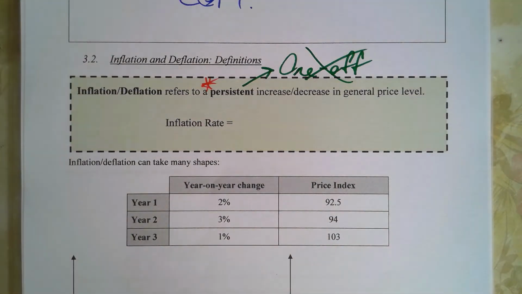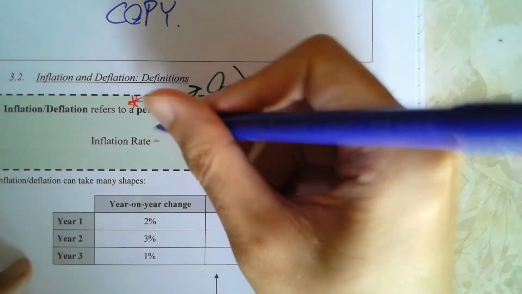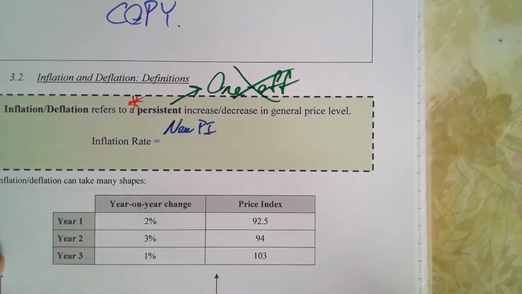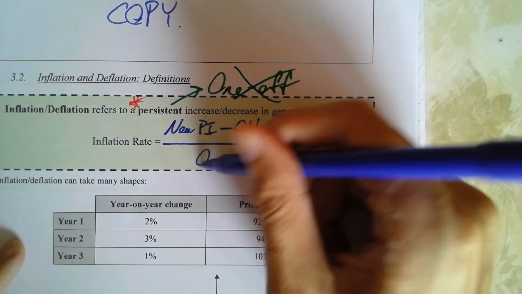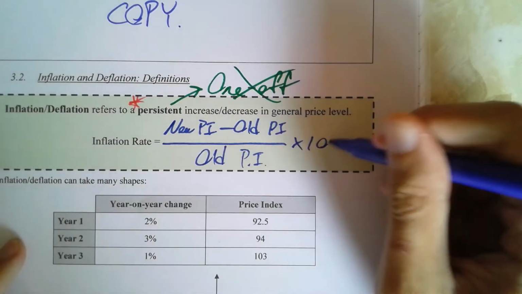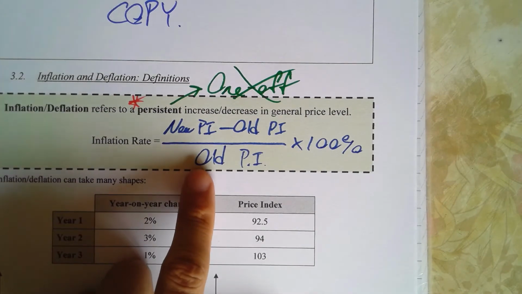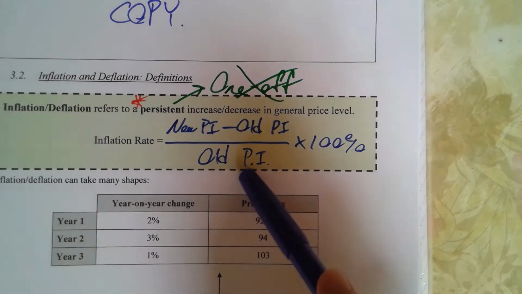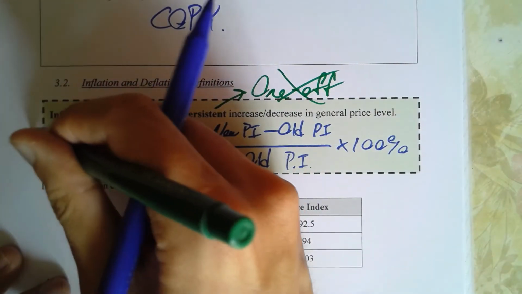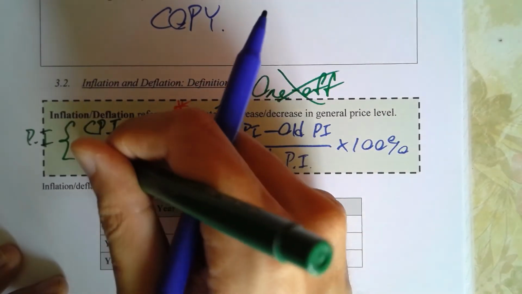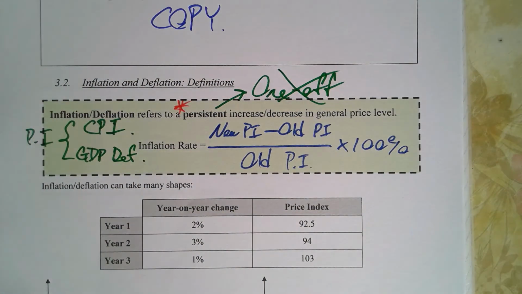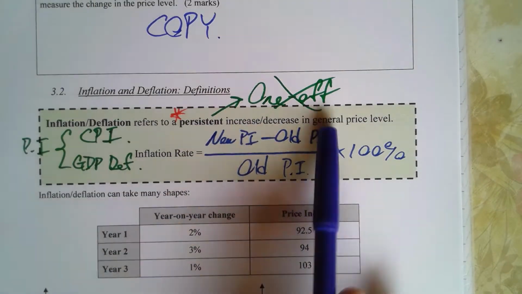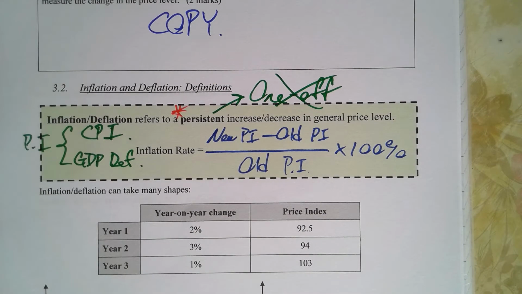Now here, inflation rate. How do we calculate inflation rate? Very easy. We use new price index minus old price index, 新減舊除舊, divided by old price index, times 100%. Basically mathematics, okay? So, what is this price index? This PI can either be CPI or GDP deflator. Either one will do. 試打個都得㗎啦，係咪？睇題目俾邊個你，CPI 又得，GDP deflator 又得，OK? Depending on what the question has given to you. Remember, new minus old divided by old. 新減舊除舊啦，照舊啦. This is a mathematical relationship.